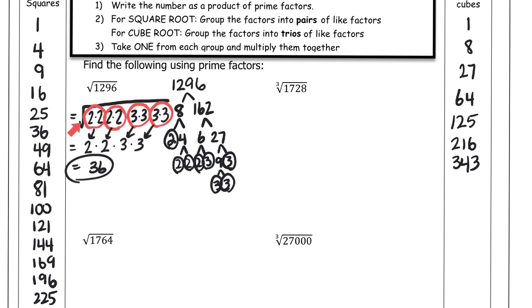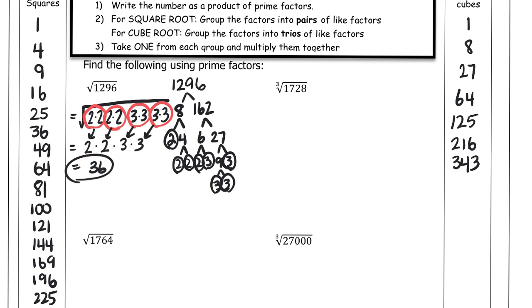Notice in this step, I still have a square root symbol because I haven't completed the operation yet. Square rooting is an operation just like adding, subtracting, multiplying, and dividing are operations. So once I perform the operation, which is taking one of each thing out, my square root symbol is gone. Notice in this step, the square root symbol is gone because now I have performed the square root.